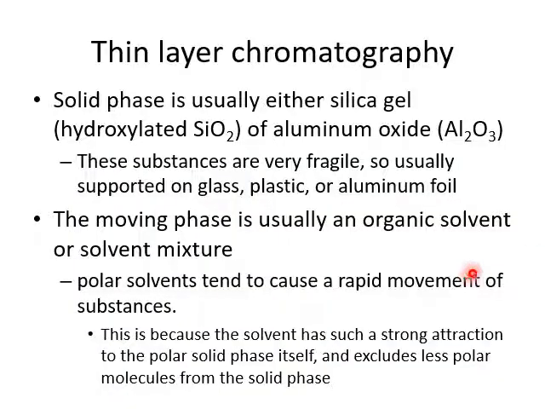So the chromatographic experiment which you're going to do today is thin layer chromatography. Thin layer chromatography is a type of chromatography. Usually for thin layer chromatography, you use a TLC plate, which is silica gel or aluminum oxide. In your experiment, usually you use silica gel TLC. And the moving phase is usually an organic solvent or a mixture of some organic solvents. Polar solvents tend to cause a rapid movement of substances.